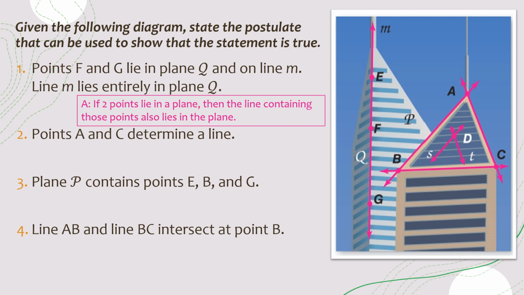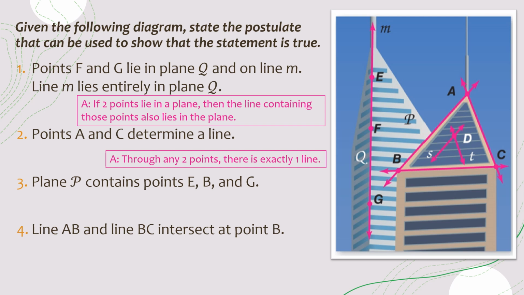Okay, next one. Points A and C determine a line. Determine a line or define a line. So A and C, to call them out, they're over here. You can see, sure, there's a line through there. How do we know, though? Well, we know because through any 2 points, there is exactly one line. Through any 2 points, there is exactly one line.